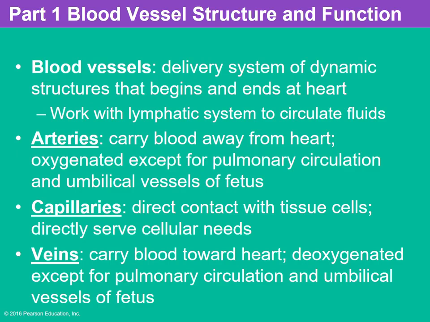If we look at these top three, arteries carry blood away from the heart. In most cases it's oxygenated, but not always. Capillaries are the smallest diameter blood vessels, and this is where the exchange of nutrients, waste products, gas exchange, etc. occurs. And then the veins carry the blood back towards the heart. In most cases it's deoxygenated, but once again, not always.